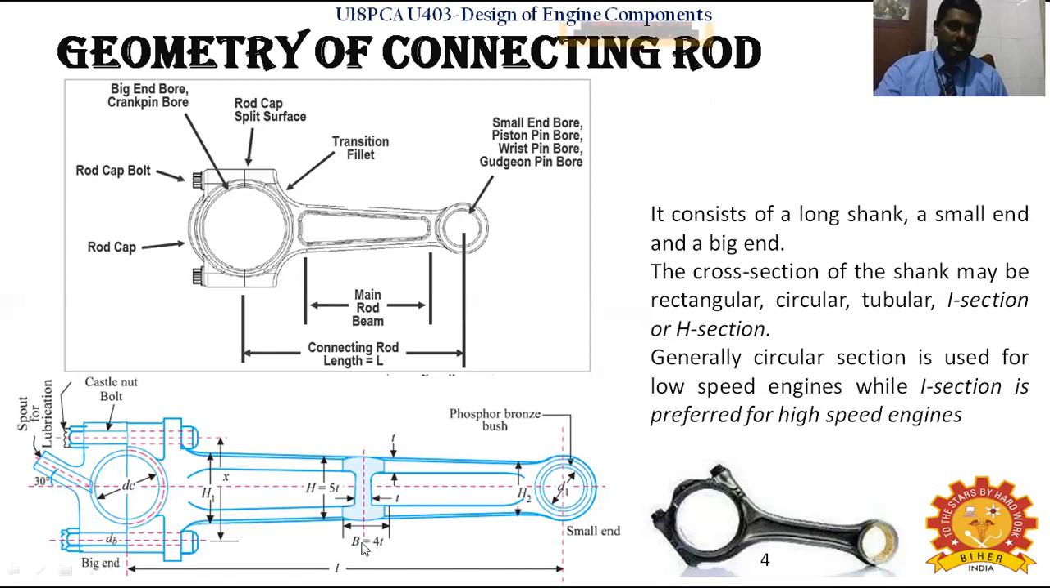So geometry wise, you can see the diameter of a castellated nut, that is what a DC you will be having, and similarly you will be having the I section geometries. All these things you are going to see in the design of a connecting rod. That is also what we are going to see in the last topic, how to design a connecting rod.